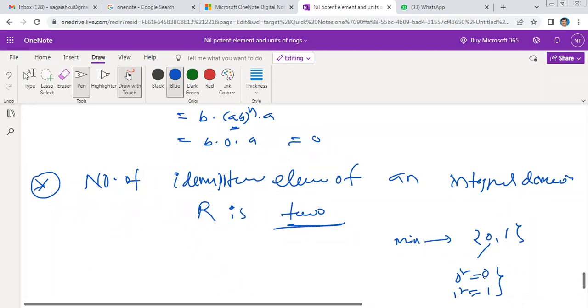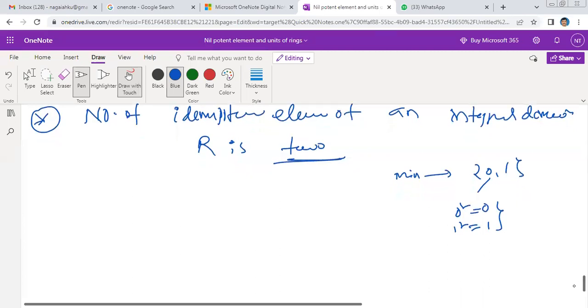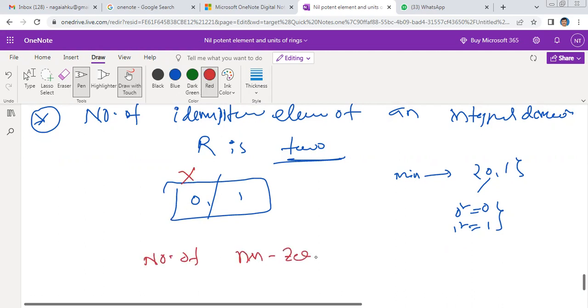In the previous class we discussed that in an integral domain, the number of idempotent elements is 2. The question asked here is the number of non-zero idempotent elements of an integral domain. 1. Total, there are 0 and 1, two idempotent elements. He is asking excluding zero. The number of non-zero idempotent elements of an integral domain.